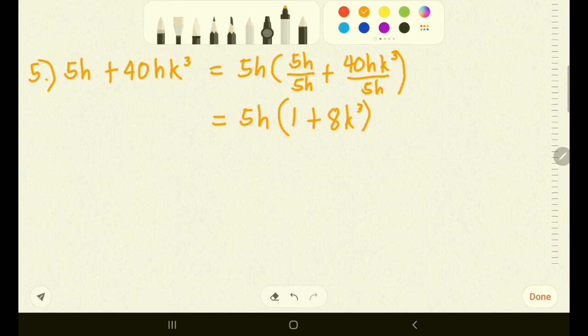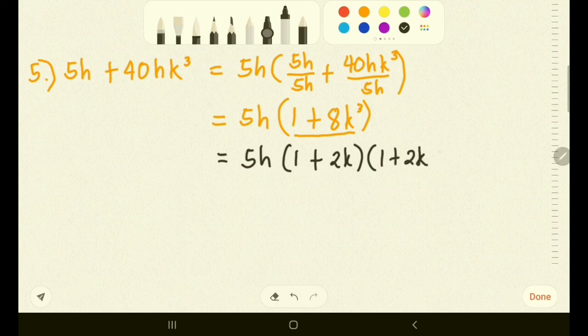Previously, we had already discussed the factors of 1 plus 8k cubed. The factors of 1 plus 8k cubed from our example number 4 are the sum of 1 and 2k, and then 1 minus 2k plus 4k squared.